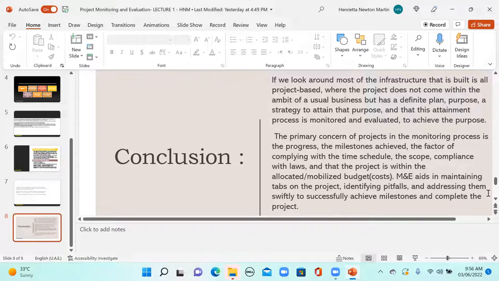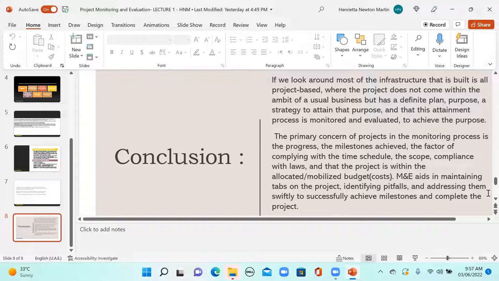Also monitored is the scope, that is the purpose of the project, and what other factors are involved, such as compliance with laws. There are different laws that need to be complied with. Let me give an example of a project: the project of building a school, a construction project. Now, what are the different laws there?